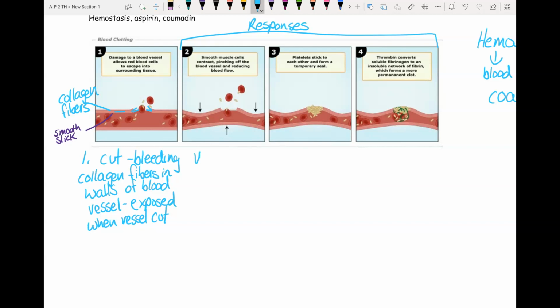So we're going to have vascular spasm. You can see here the blood vessel is constricting. It does this to reduce the amount of blood being lost through the cut.